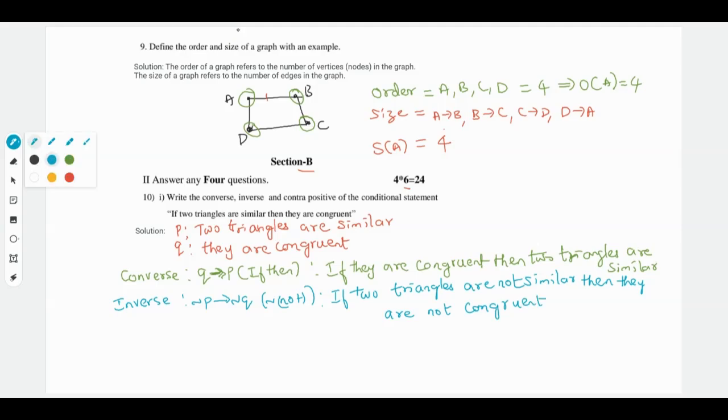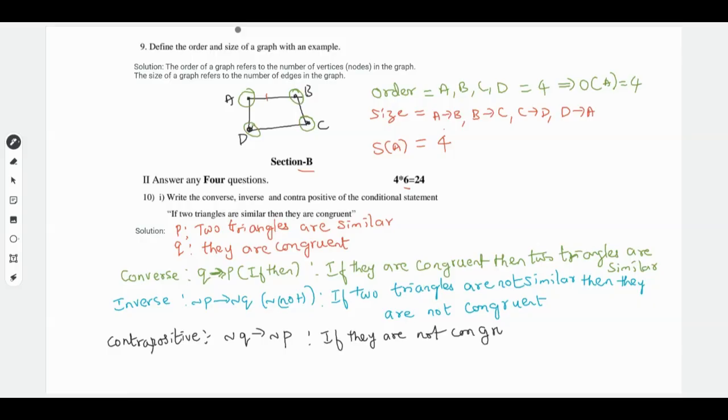Next one is we have contrapositive. What is contrapositive? Reverse of inverse. Negation Q implies negation P. So if they are not congruent, then the two triangles are not similar.